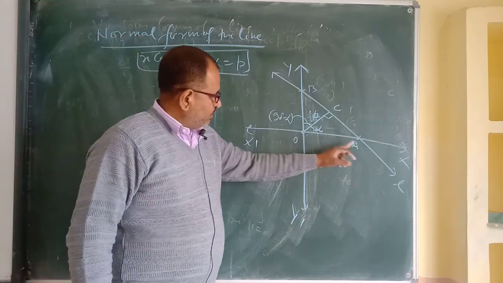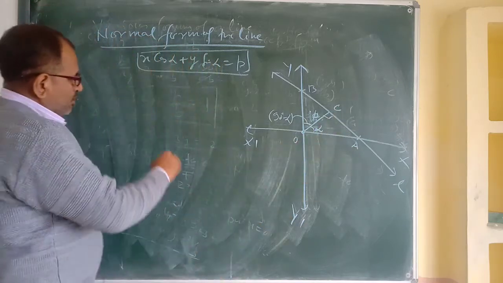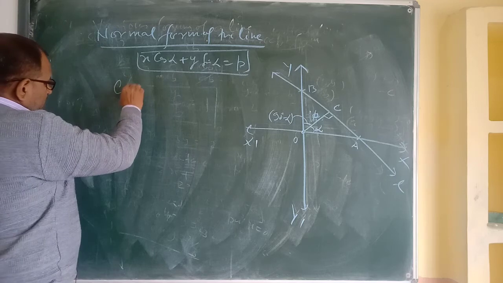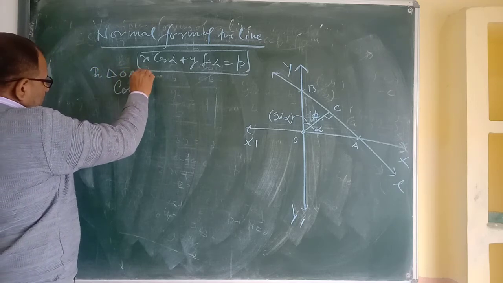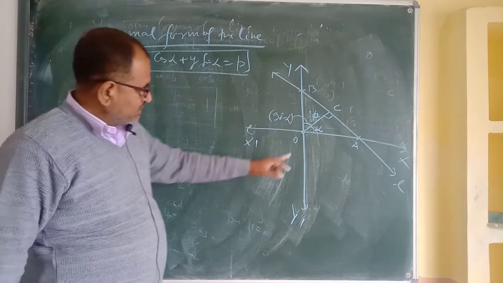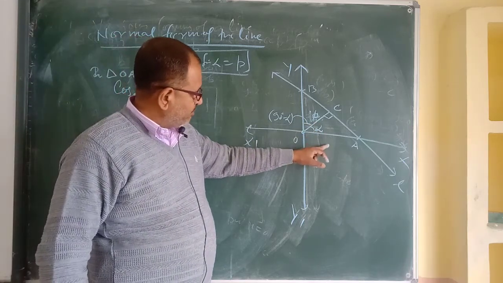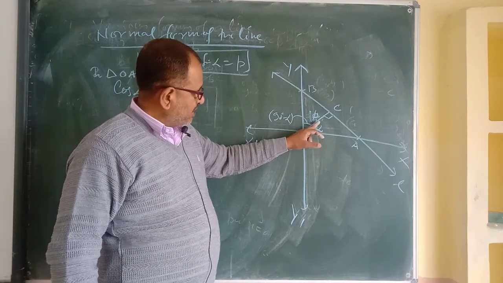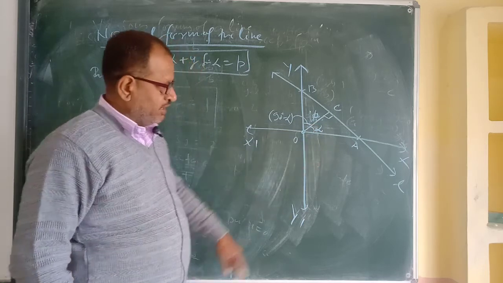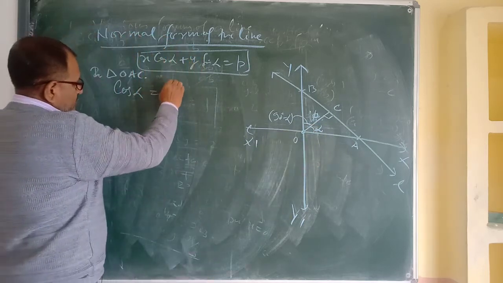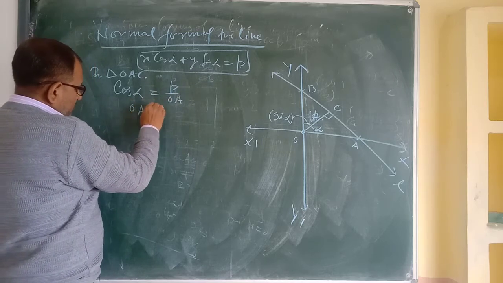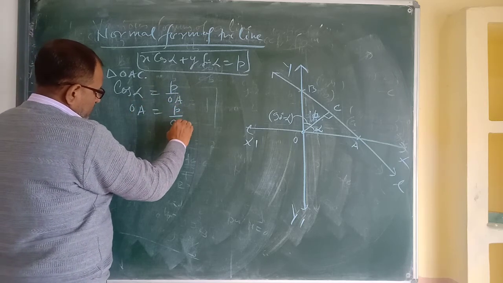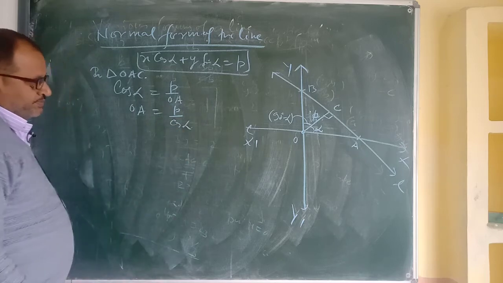In triangle OAC, what will be cos alpha? Cos alpha is equal to base upon hypotenuse. The base is p and the hypotenuse is OA. So we can write p upon OA. OA is equal to p upon cos alpha.